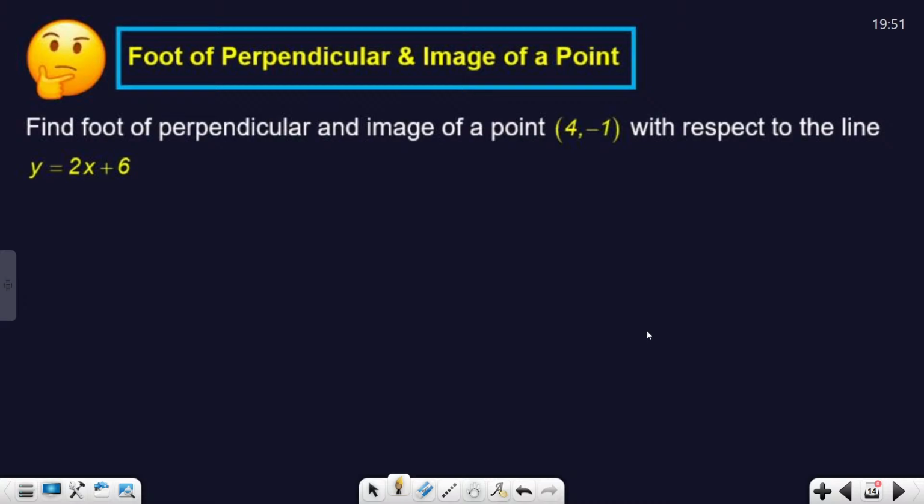Okay, so now we will do what is called foot of perpendicular and image of a point. First of all, I will simply tell you how to find the foot of the perpendicular and how to find the image of a point with respect to a line. And then I will give you a shortcut method to find the foot of the perpendicular as well as the image of the point. But first, you understand the basic.